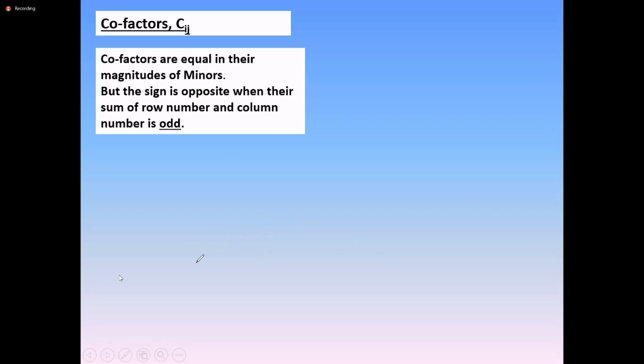Here I will go to the slide. Cij, the cofactor of the associated element, is given by the minor value multiplied by minus 1 to the power of i plus j. Because if it is an odd number, this becomes minus 1, and if it is an even number, it becomes plus 1. But you have a shortcut method to remember this without going the mathematical way.